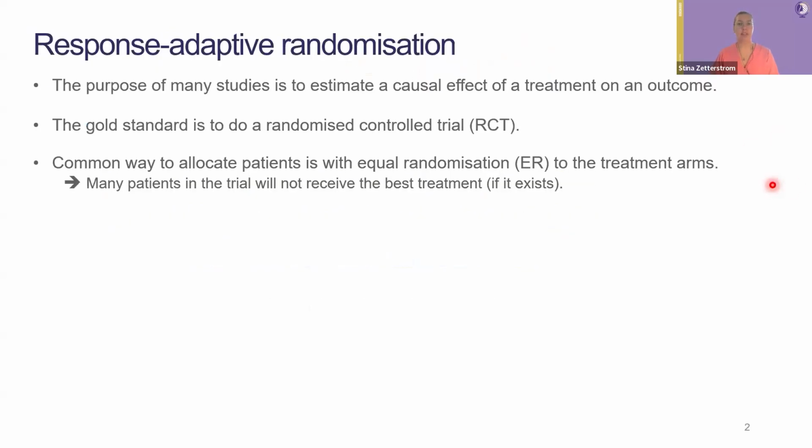So the purpose of many studies is to estimate the causal effect of a treatment on an outcome. And the gold standard is to do a randomized controlled trial, or an RCT. And a common way to allocate patients in an RCT is using equal randomization to the treatment arms. So in a two-arm trial with one experimental treatment and one control arm, half of the patients will be allocated to the experimental treatment arm and half of the patients to the control arm. However, this means that many patients in the trial will not receive the best treatment if a best treatment exists.